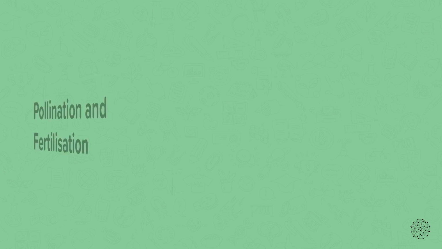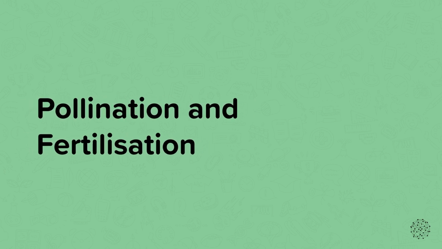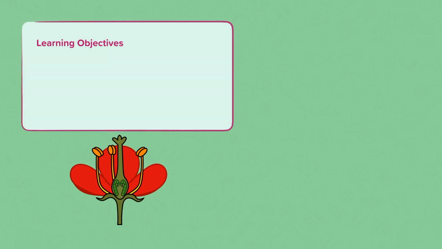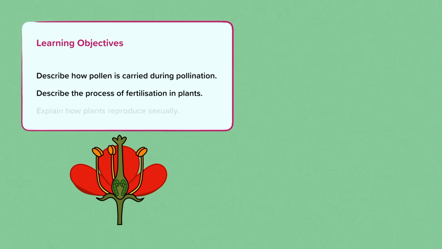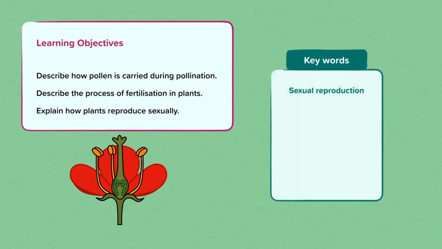This nugget is about pollination and fertilization in plants. In this nugget, we are going to describe how pollen is carried during pollination and the process of fertilization in plants. We'll then explain how plants reproduce sexually. The key words include sexual reproduction, pollen, ovum, pollination, fertilization, and nectar.